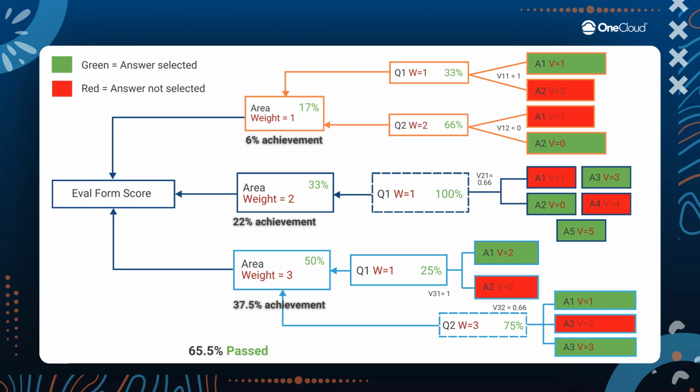Now we have the actual score achievement of each area, and if we add them up, we find that we achieved 65.5% of the value possible in this form. As our minimum score was set to 20, we can say that this evaluation was passed.